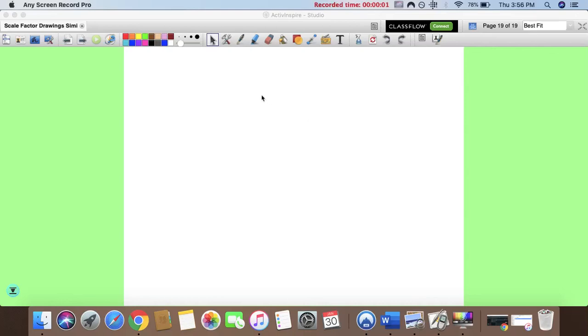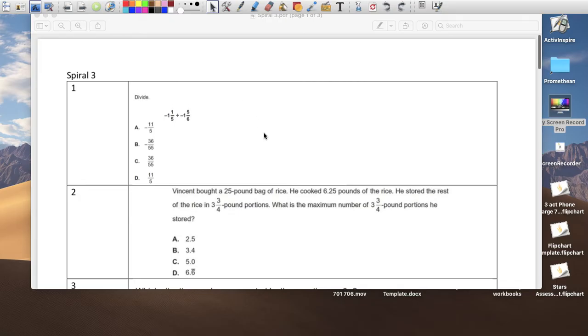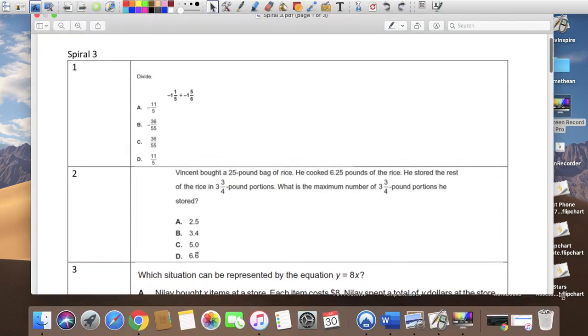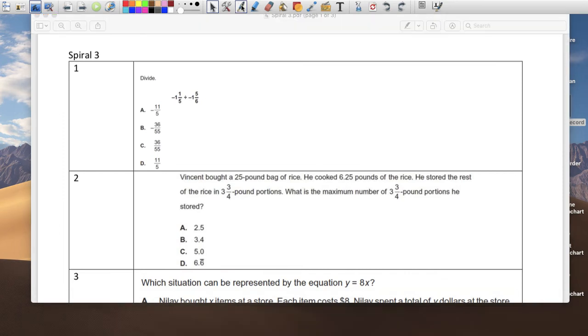Okay, so I know it's supposed to be Spiral 2, but I don't have Spiral 2, so it's going to be called Spiral 3. Not a big deal. So I'm going to, let's make this quick, divide. If you have a calculator, this is not challenging at all.